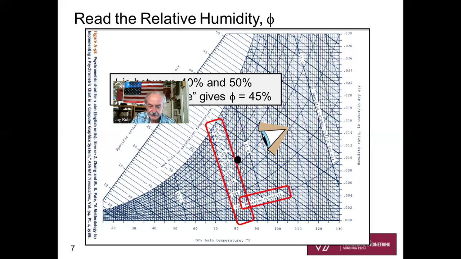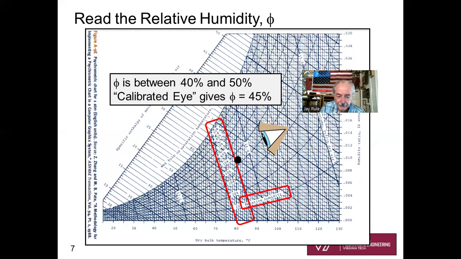Okay, so here's our dot. At least starting out, can you see about what our relative humidity is? It's somewhere between 40 and 50%. We've got to teach ourselves to calibrate our eyes. It is tough, and of course, you're not going to get four significant figures in your result. When I calibrate my eye and shrink my big black dot down to something more reasonable, and interpolate by eye between 40 and 50, I get a relative humidity of 45%. So that's what I write down in my solution: 45% relative humidity.